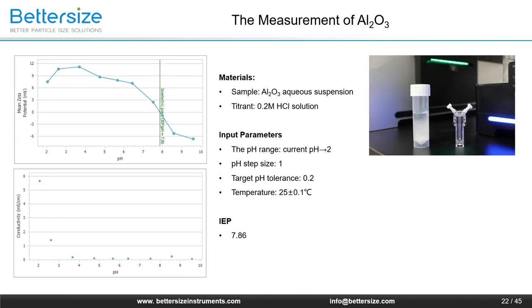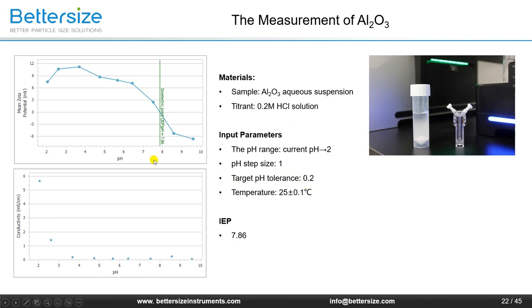The second case is the measurement of aluminum. The sample was an aluminum aqueous suspension. The titrant was also hydrochloric acid solution. The titration range was set from the current pH to 2. The pH step size was set to 1, and the tolerance was 0.2.